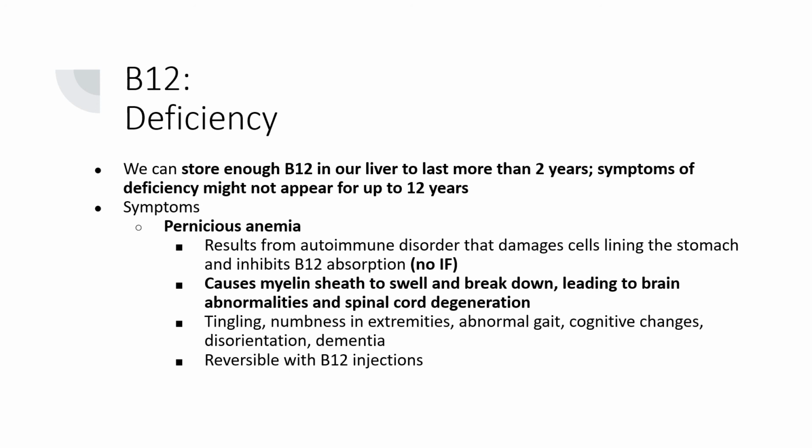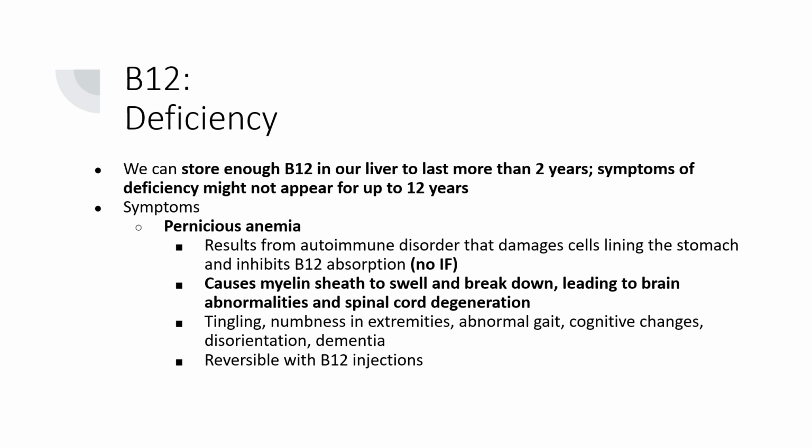So when B12 deficiency is in full swing, we see pernicious anemia. Pernicious anemia can result from insufficient intake and from an autoimmune disorder that damages the cells lining the stomach, which inhibits the production of intrinsic factor, and so B12 can't be absorbed. This is characterized by tingling and numbness in the extremities, abnormal gait, cognitive changes and disorientation, and dementia.